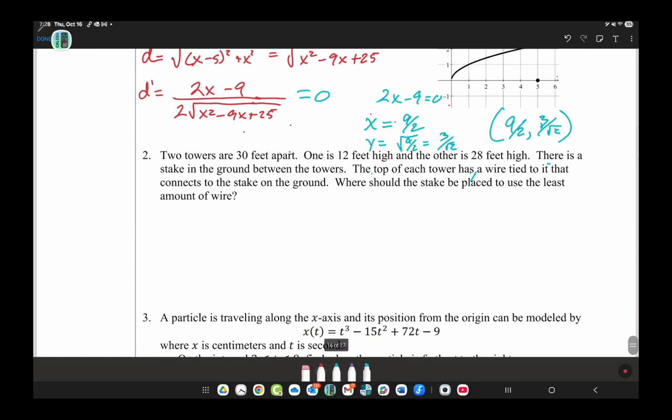To the tower, where we said that y is equal to the square root of 28 squared plus (30 minus x) squared, plus the square root of 12 squared plus x squared. The derivative of that is a little more fun.